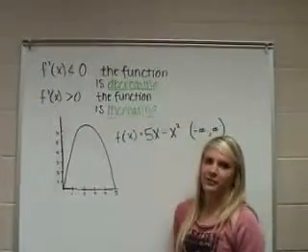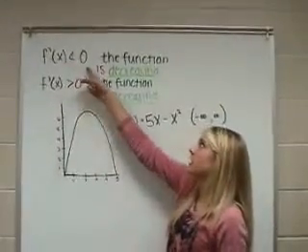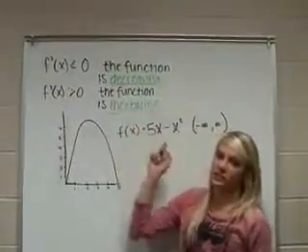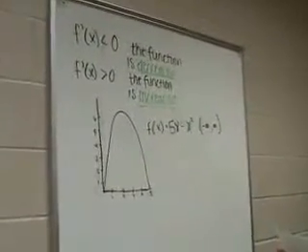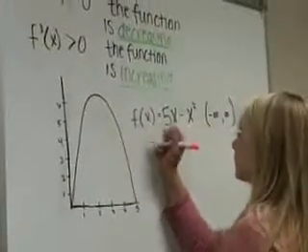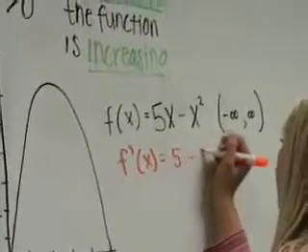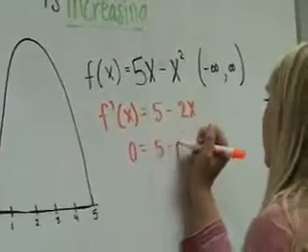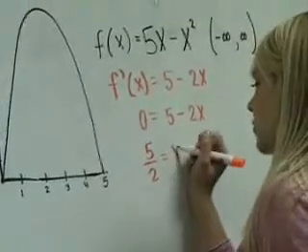We apply the mean value theorem for increasing and decreasing functions. If the derivative of the function is less than 0, the function is decreasing. And if the derivative of the function is greater than 0, the function is increasing. For the function 5x minus x squared, on the interval negative infinity to infinity, we are going to find where it increases and decreases. First, you take the derivative, and then you set the derivative equal to 0. So 5/2 is where it changes direction.